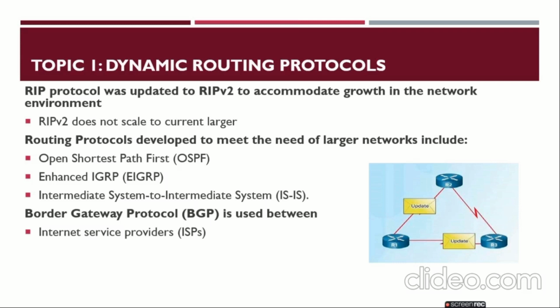In dynamic routing protocols, RIP was updated to RIP version 2 to accommodate growth in the network environment. RIP version 2 does not scale to current larger networks. Routing protocols developed to meet the needs of larger networks include Open Shortest Path First or OSPF, Enhanced IGRP or EIGRP, Intermediate System to Intermediate System or IS-IS. Border Gateway Protocol or BGP is used between Internet Service Providers or ISPs.